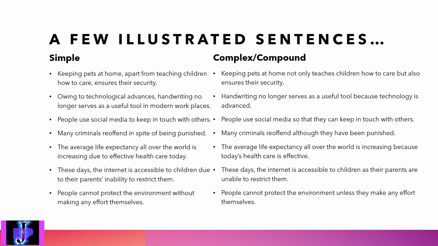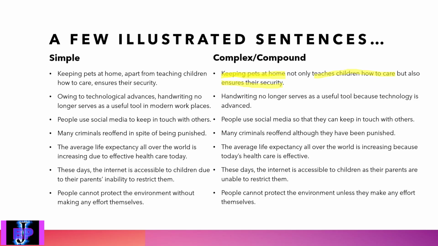And this simple sentence can be converted into a complex sentence as shown here. You can look at this. Keeping pets at home not only teaches children how to care, but also ensures their security. So if you divide this sentence into 2 parts, you can see that keeping pets at home is the subject. Teaches children how to care is the first predicate. And again, keeping pets at home itself is the second subject. Ensures their security is the second predicate.